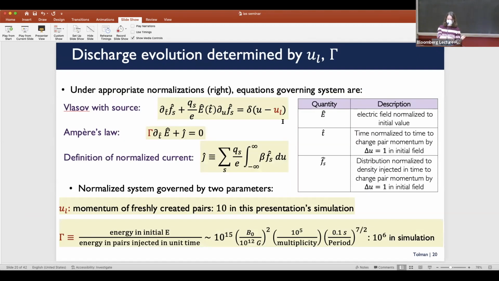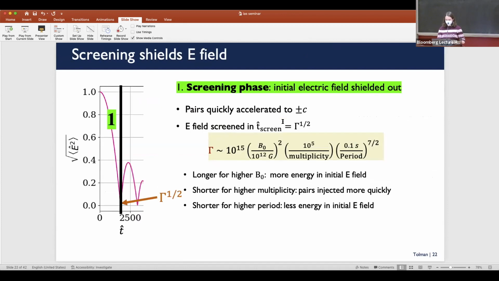So the definition of gamma is down below, right? During the initial screening phase, we're just screening out the initial electric field. And during this phase, the pairs that you add to the discharge are basically totally torn apart, and they fly off at exactly c in both directions. Well, not exactly c, obviously, but very close to it. By making this approximation, you can find that the electric field is screened in a time that goes like the square root of gamma.